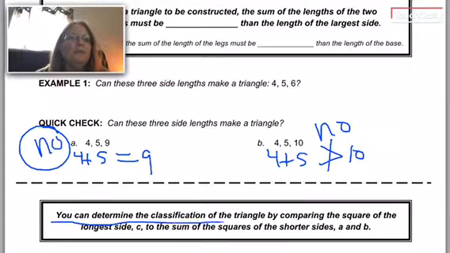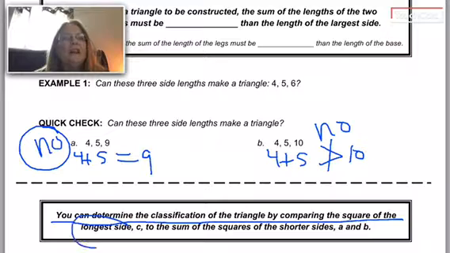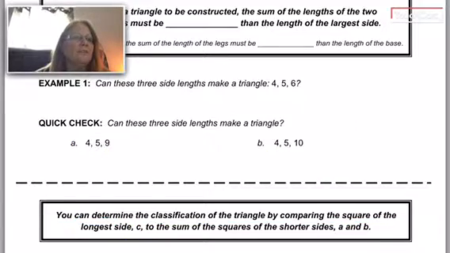You can determine the classification of the triangles by comparing the square of the longest side, C, to the sum of the squares of the other sides, A and B. So let's see what that looks like.